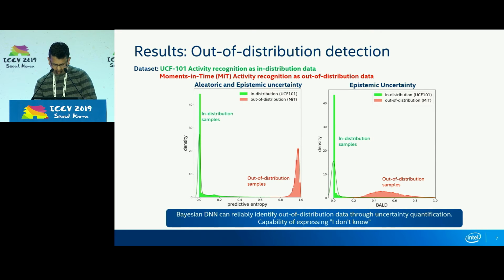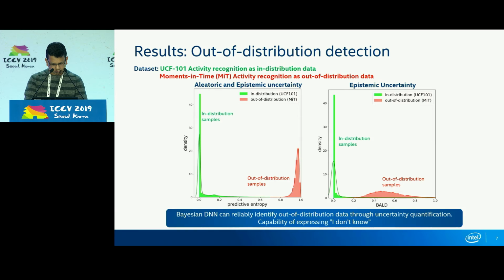We also compared our proposed method with different data sets. In this case, UCF 101 video activity recognition is in-distribution, and the MIT dataset with video-only samples is out-of-distribution data. We see that both the uncertainty measures, predictive entropy and BALD, provide reliable uncertainty estimates which can detect in and out-of-distribution samples.